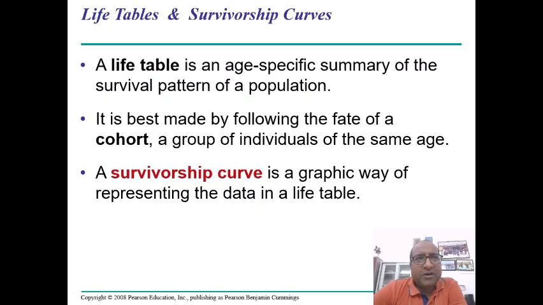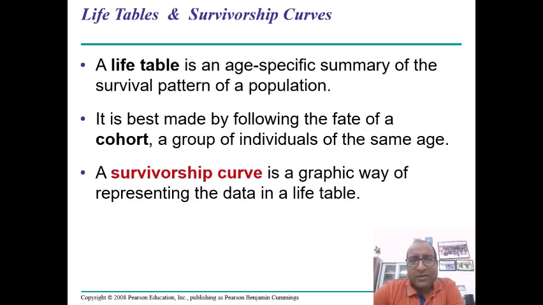Suppose today there are about 50 births in a hospital, and 50 new individuals have been born. Now I will follow these 50 individuals of the same day birth. The 50 individuals were born on the 10th of May, and from the 10th of May I will follow their development, how they are growing, what their size is after 5 years, after 10 years, after 20 years, how many have survived, how many have died. So the 50 individuals constitute a cohort, a group of individuals of the same age.